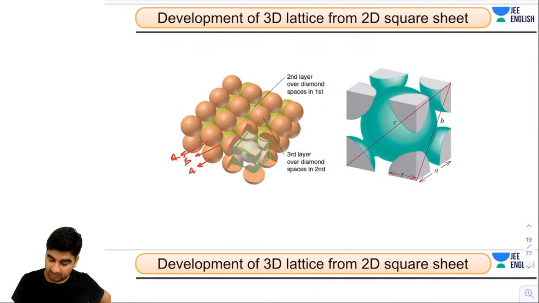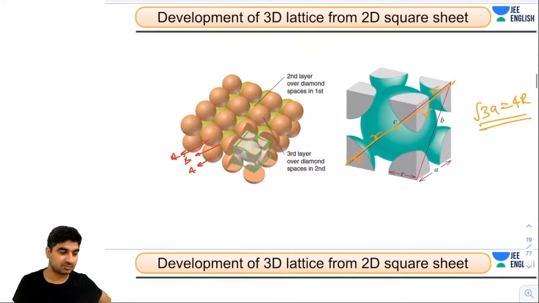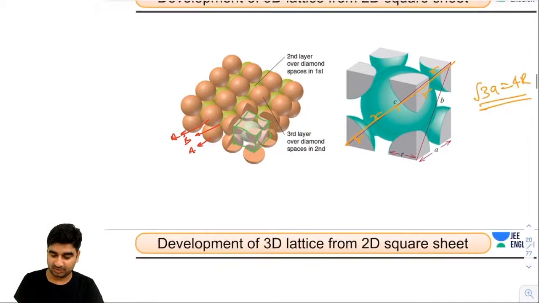Now, if I take this r, r, r, this is the body diagonal, guys. So root 3a equals 4r. This is what I was revising, guys. If you have any doubt, please feel free to ask. Otherwise, I will be moving ahead now. And please make notes. If you don't have a copy and pen, you are wasting your time.